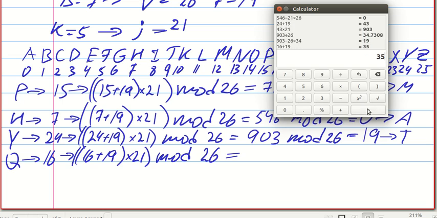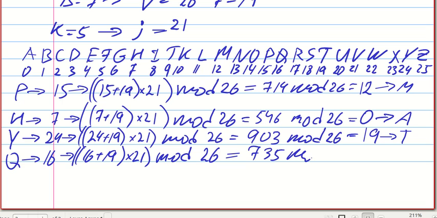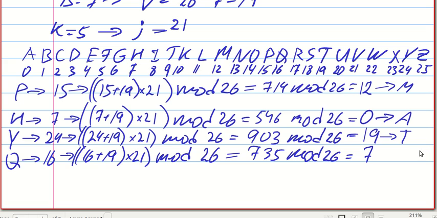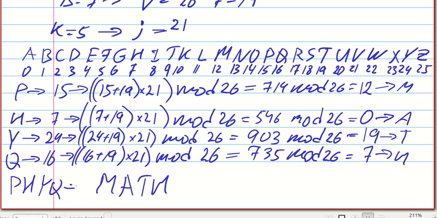16 plus 19 times 21, 735 mod 26. We divide by 26, we get 28. Let's do the last step. 735 minus 26 times 28. We got number 7. What is 7? 7 is H. We did everything right. We got our MATH back, MATH for P, H, Y, and Q.